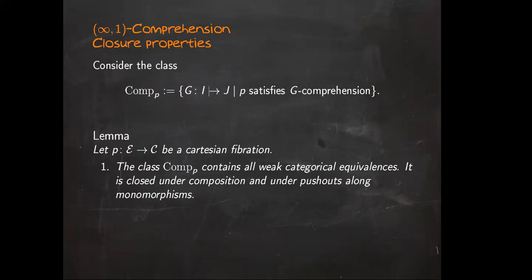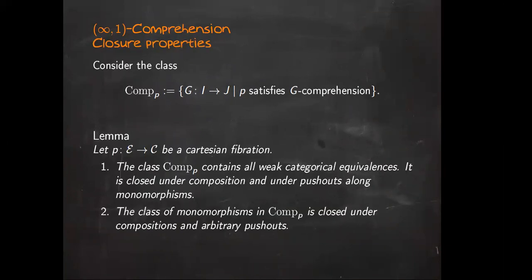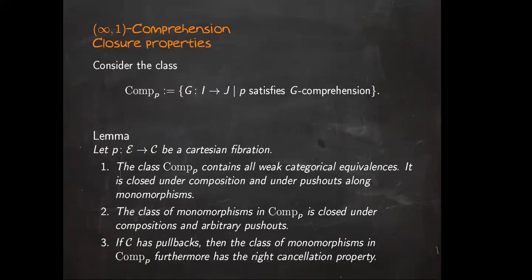We have seen that, well, I mentioned that. And it's further closed under composition and under pushouts along monomorphisms. If we restrict to the monomorphisms, then we can show that it's closed under arbitrary pushouts. And actually, what I did not use anywhere, but which is also noteworthy, is that the class of monomorphisms in there has the right cancellation property. So if the composition of two monos is in there, and the first one of them is in there, then the second one is in there too.